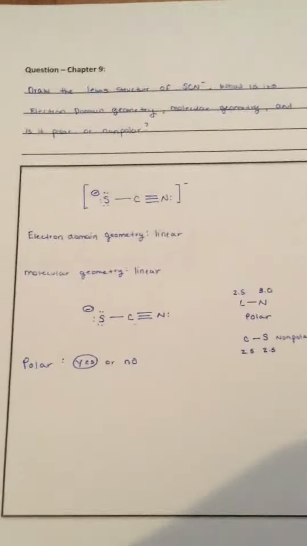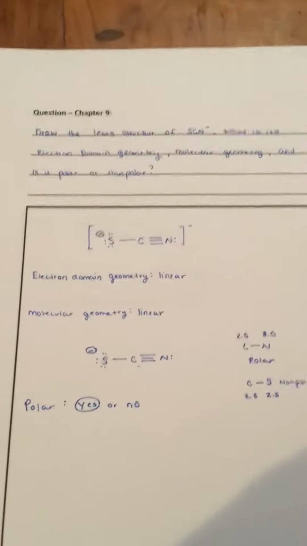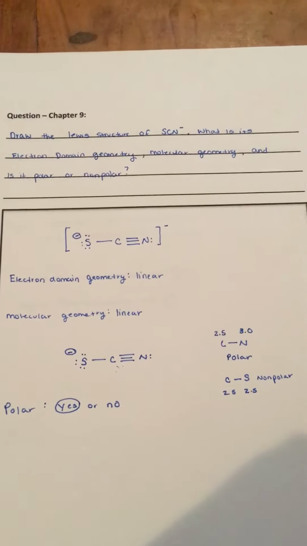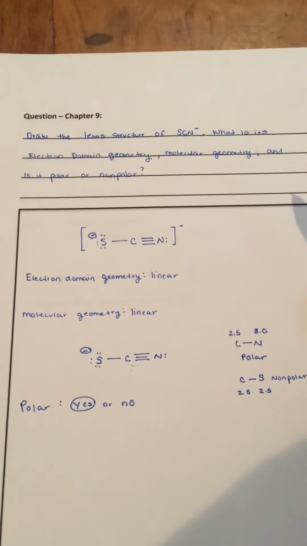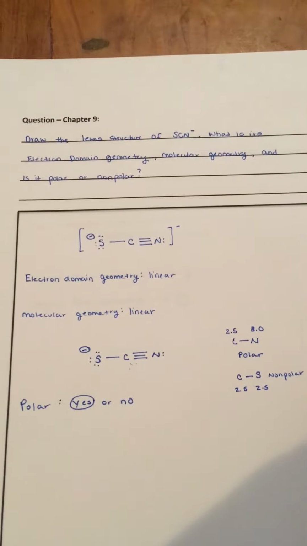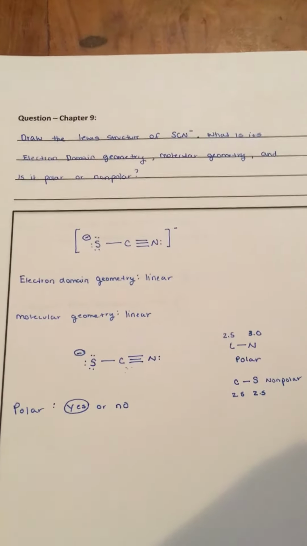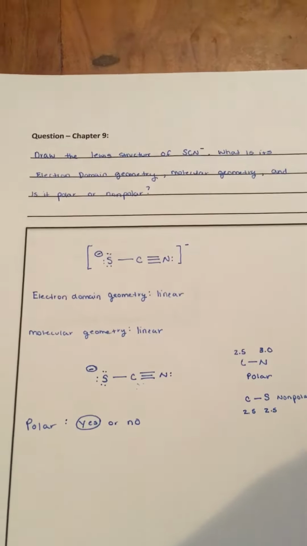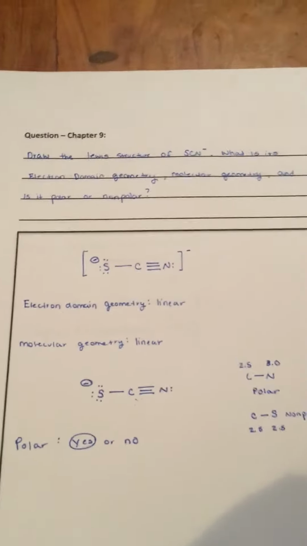For my chapter 9 question, the question reads, draw the Lewis structure of thiocyanate anion. What is its electron domain geometry, molecular geometry, and is it nonpolar or polar?